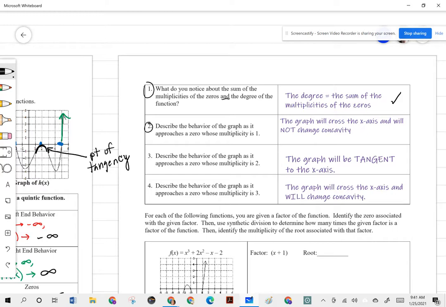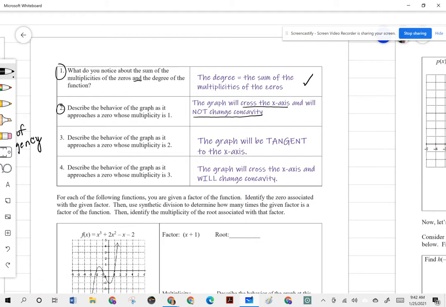Number 2, describe the behavior of the graph as it approaches a zero whose multiplicity is 1. So in other words, what's happening when you have a multiplicity of 1? Well, the graph is going to cross the x-axis and will not change concavity.